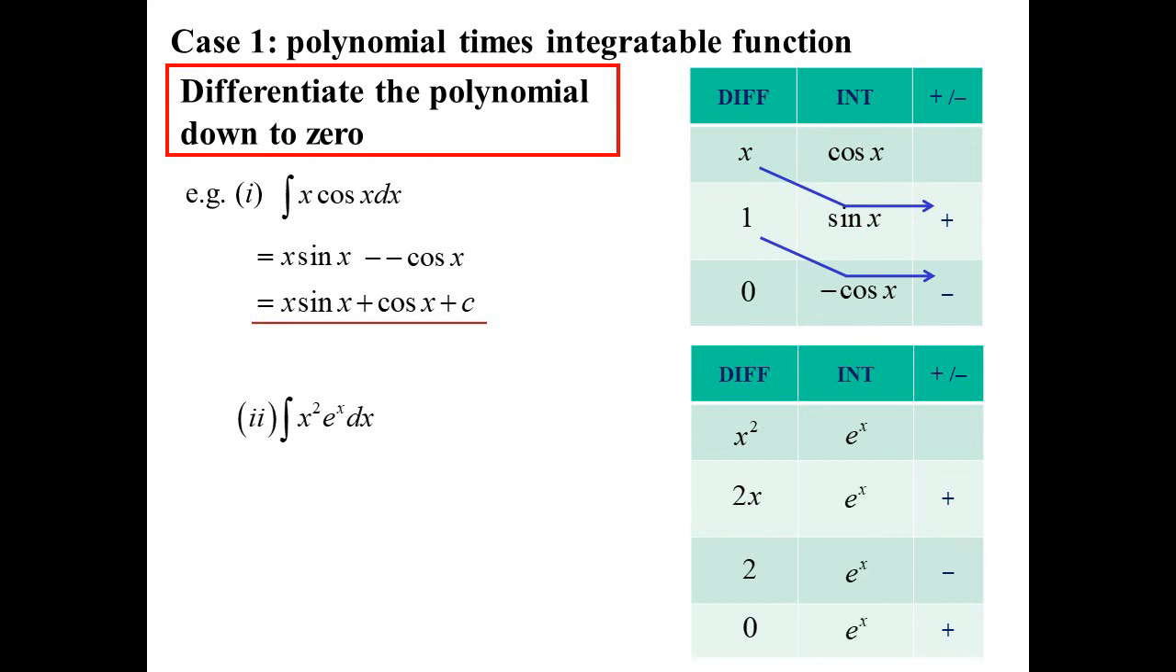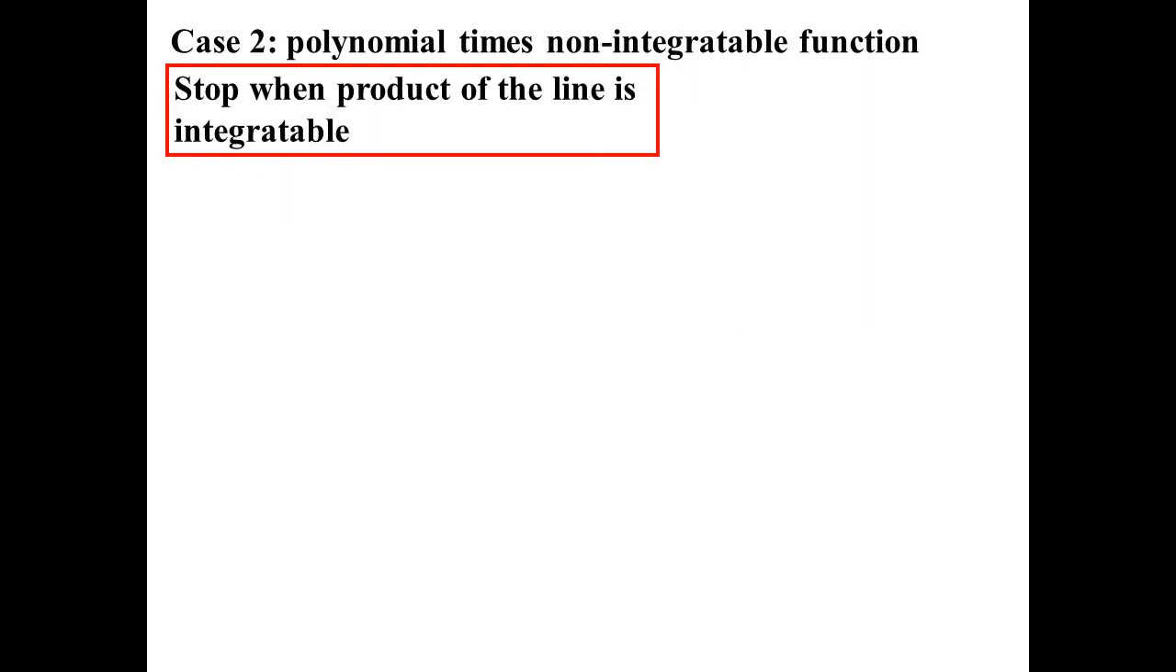All right, now for our answer. Tic-tac-toe: x squared e to the x. Tic-tac-toe: minus 2x e to the x. Tic-tac-toe: plus 2e to the x. There's our answer. What if we end up with a polynomial times something that can't be integrated, though?